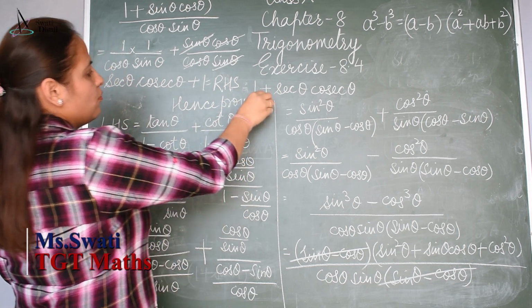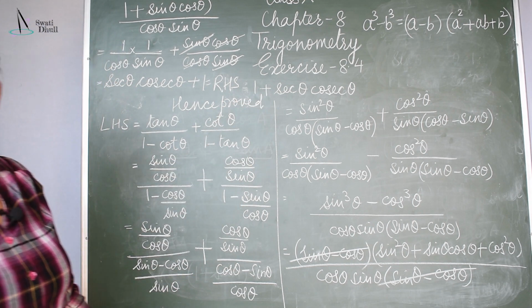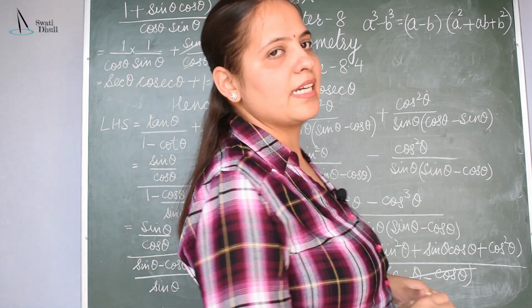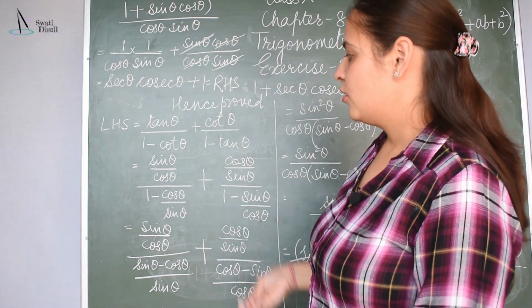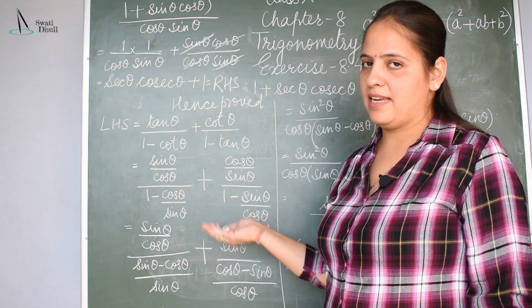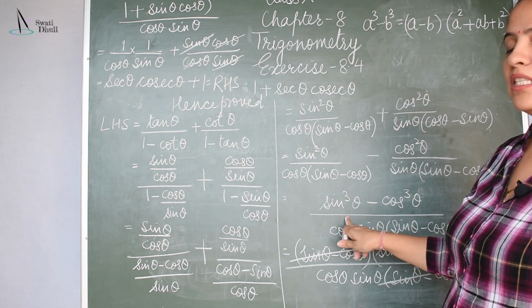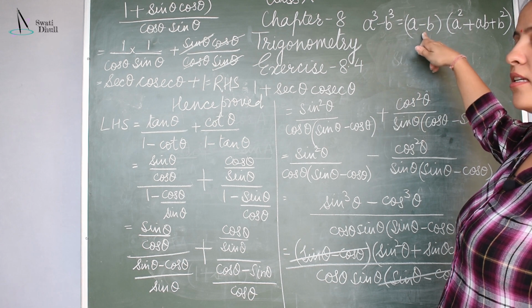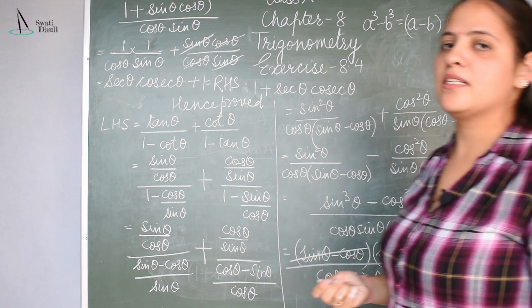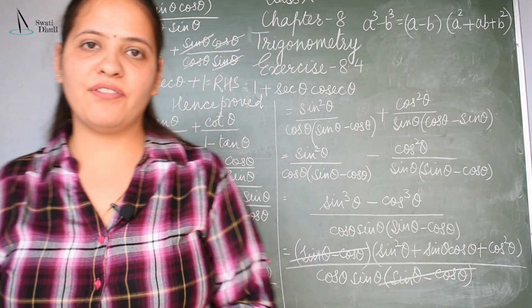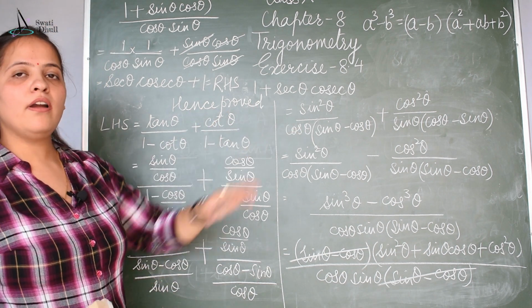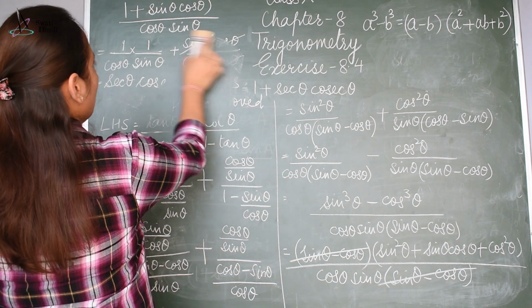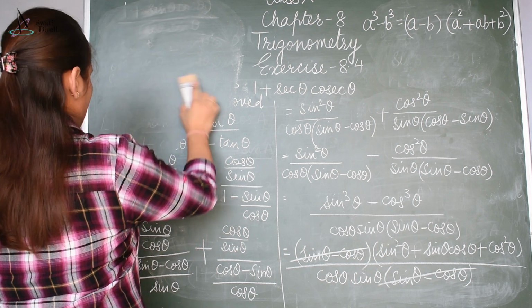So in this question, what you have to do is first convert tan and cot into sin and cos, and then simplify by taking LCM, and then use this identity: a cube minus b cube is equal to a minus b into a square plus ab plus b square. Then you can simplify it and you will get your RHS. Now, fourth part.